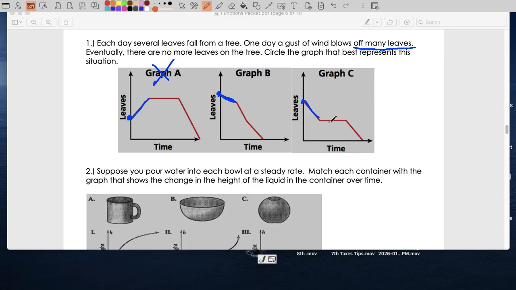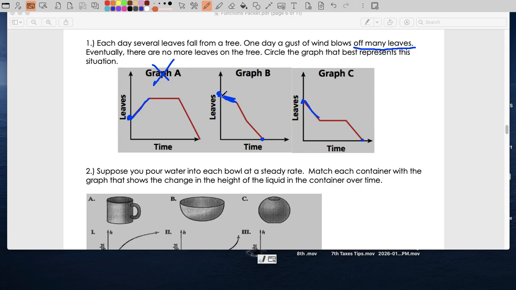So they both lose leaves. Eventually, there are no more leaves on the trees. Well, eventually this line hits 0, right? Because there are no more leaves on the tree. Circle the graph that best represents the situation. So this is what happens. Wind blows, you lose some leaves. Sorry. Each day, several leaves fall from the tree.